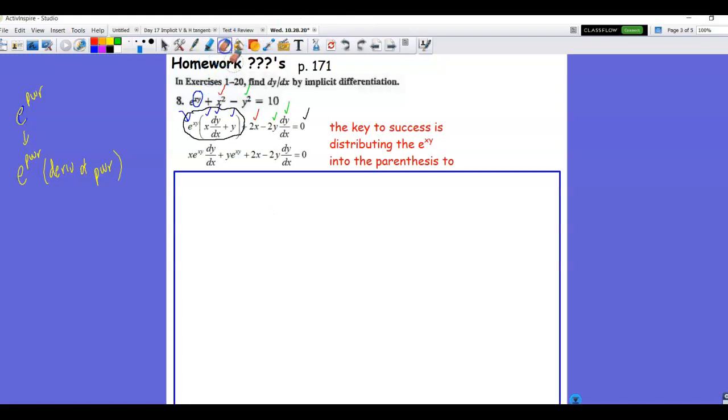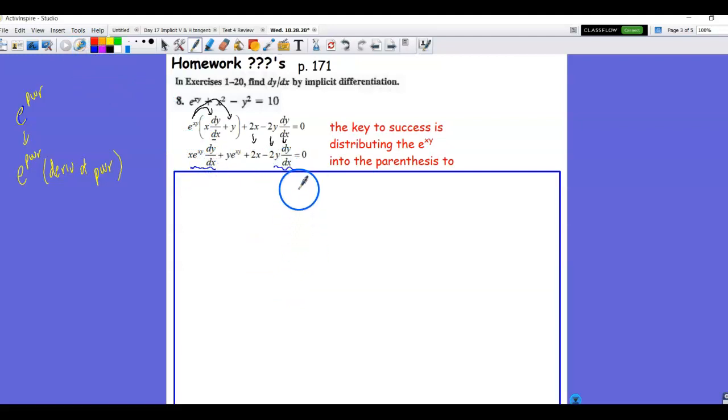So when I erase this stuff and get it out of the way, I'll show you what's happening here. So I am distributing the e to the xy to the first term and the e to the xy to the second term, and this is what I get when I distribute. The 2x stays, the 2y stays, the dy dx stays. So that was all distributing. All right, now I have my dy dx terms. I have a dy dx term right here and a dy dx term right here.